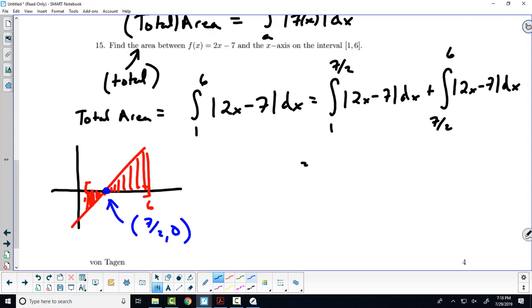But for this first region here, let's do this in green. For this first region here, that's from 1 to 7/2, the function's always negative. So how do I take the absolute value? I just change the sign on it. Oops, that's 2.